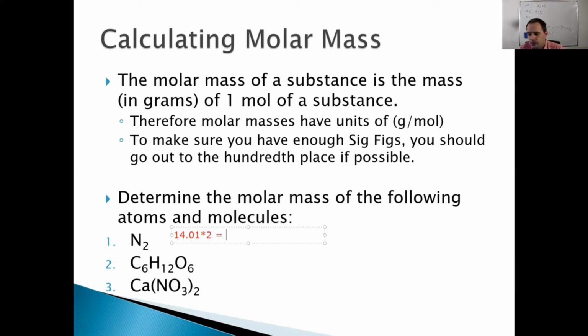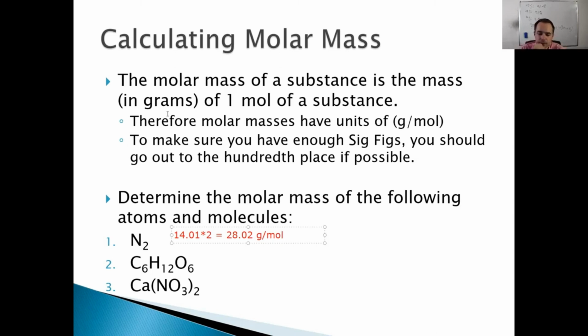And again, with sig figs, just take these to the 100th place. Average atomic masses should always go to the 100th place. That's going to be 28.02. And then eventually the units are going to be grams per mole. You don't know what a mole is yet. That's going to change in about 10 minutes, right?